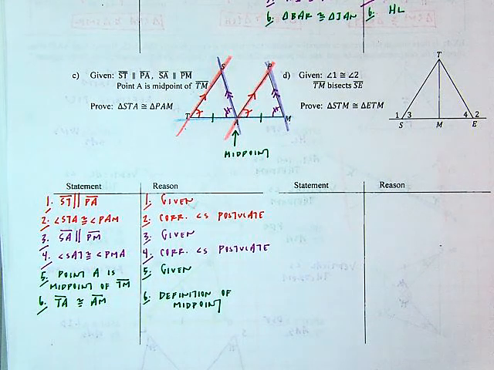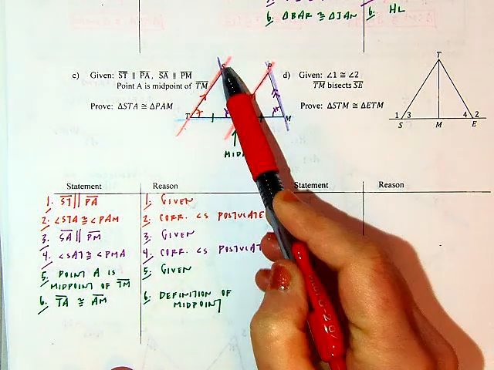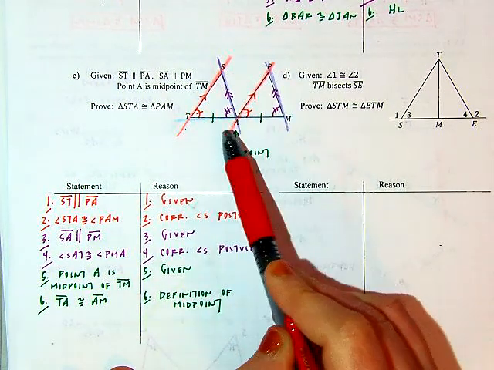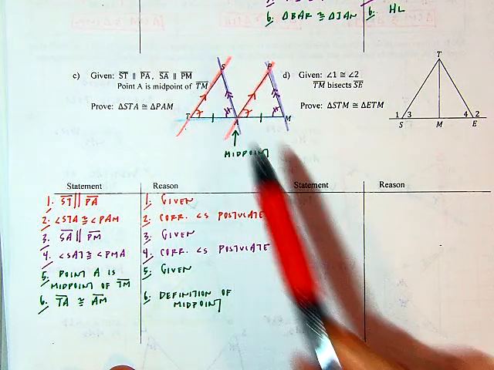Okay, and now I have my conclusion. I can reach my conclusion. So I know that STA is congruent to PAM. I have angle, side, angle.